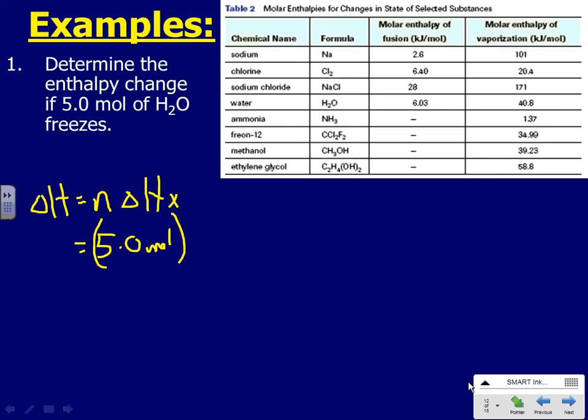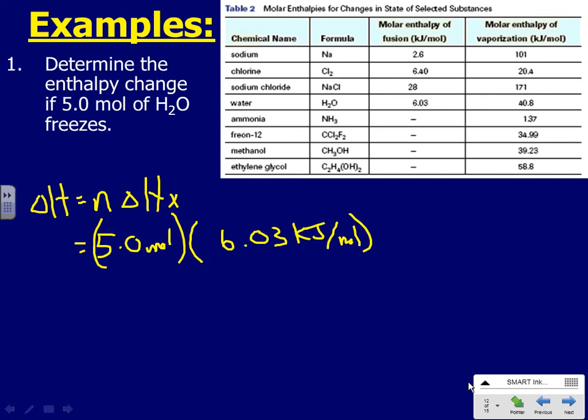This came out of the old textbook, so I'm just going to keep this table here. There's water. This is the molar enthalpy of fusion. Fusion is the term we use to describe melting or freezing, because it's the same process except it's opposite, right? So the number here is 6.03 kilojoules per mole. Okay?